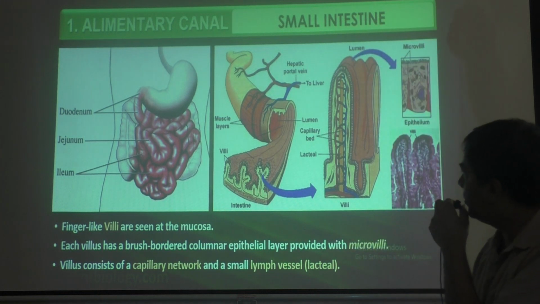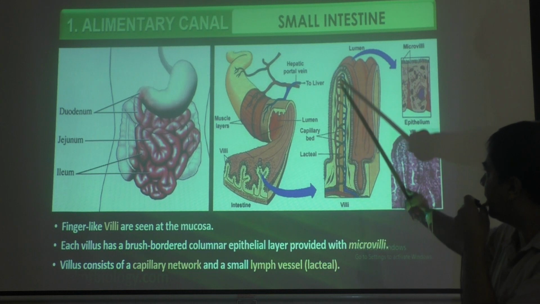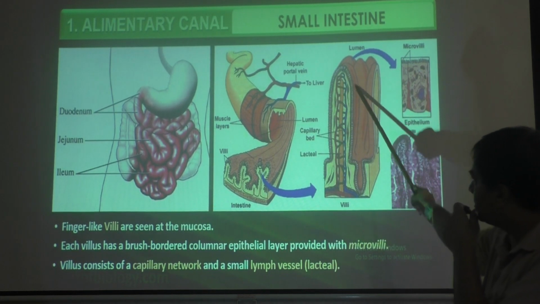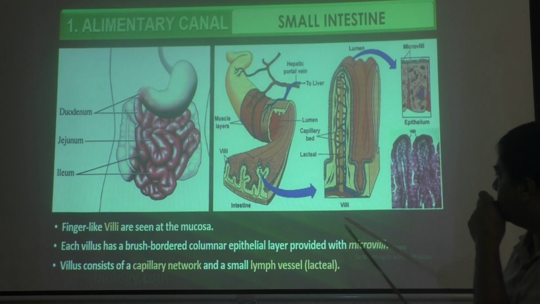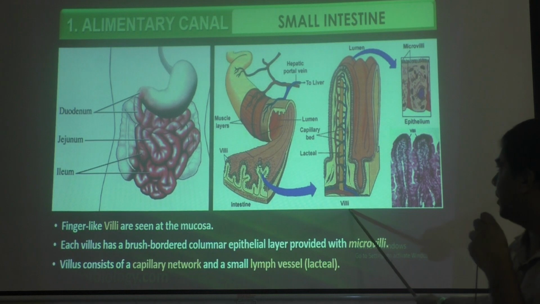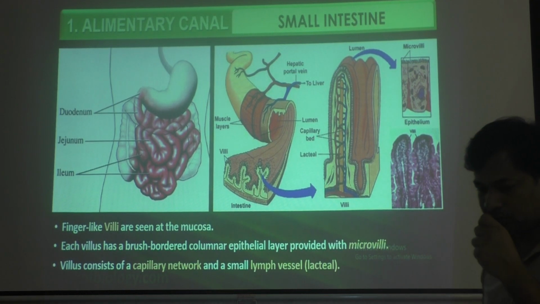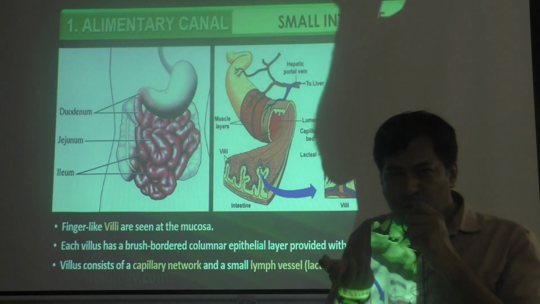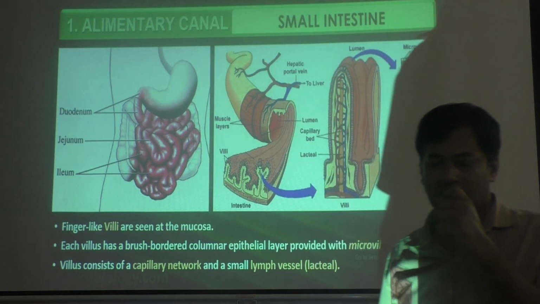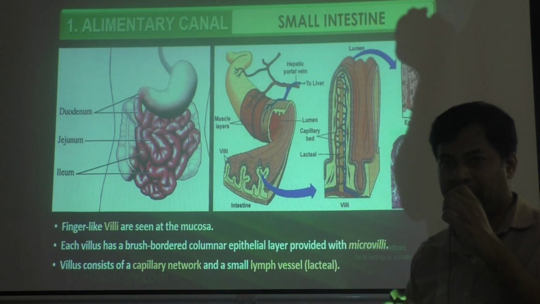The inner wall of the small intestine will have finger-like structures. What you see here, one finger-like structure, is called villi. You can see it's written villi. Here also you can see two villi. So the inner tube of the small intestine has finger-like structures called villi, which are meant for absorbing digested food.